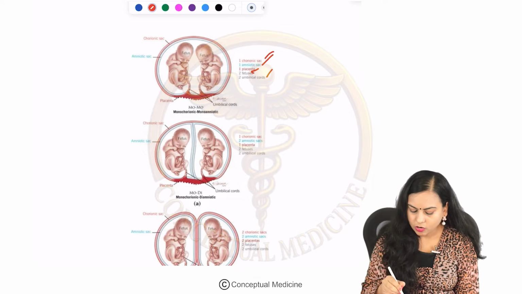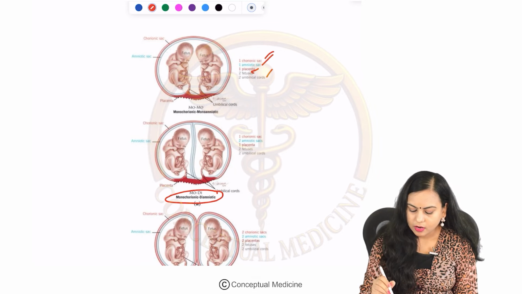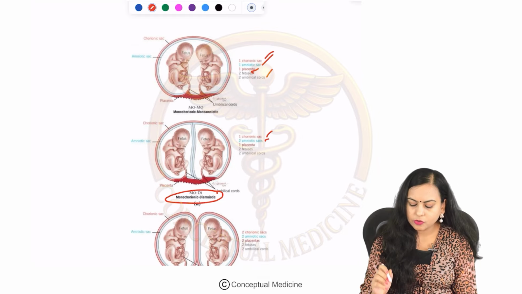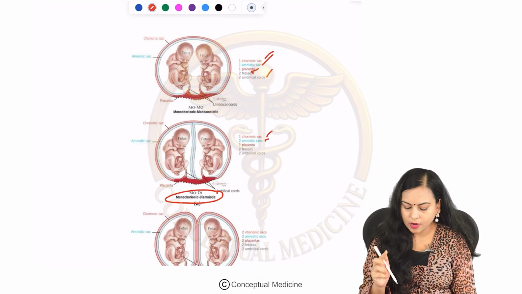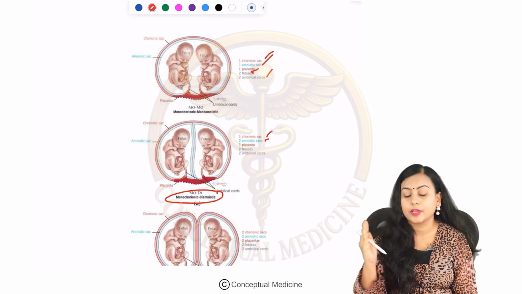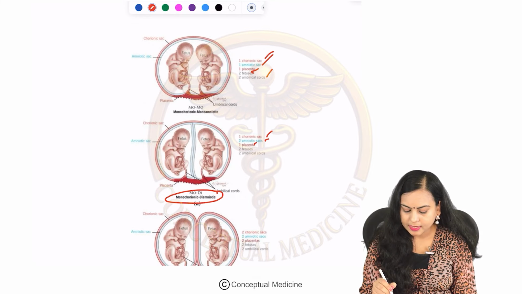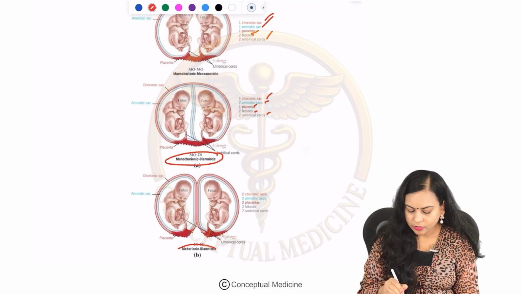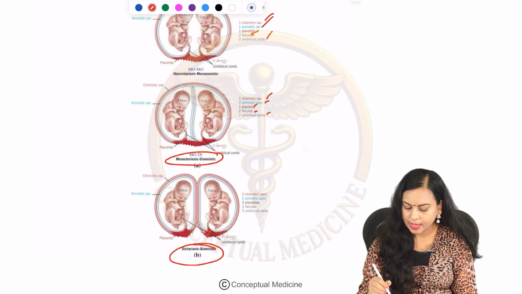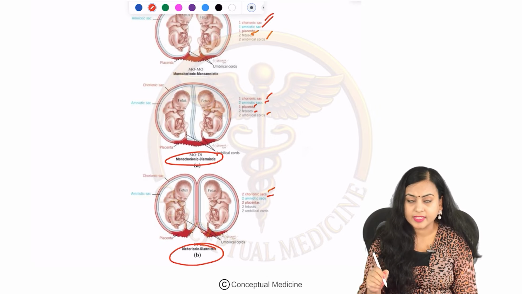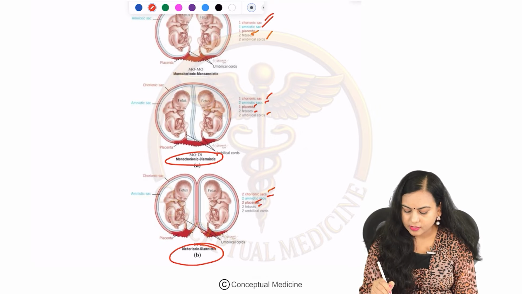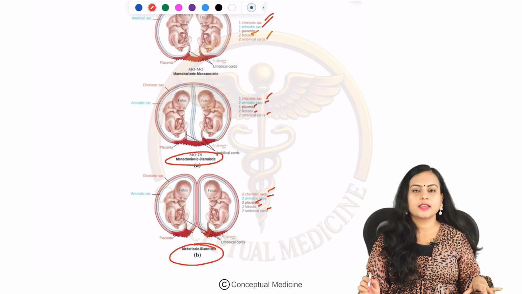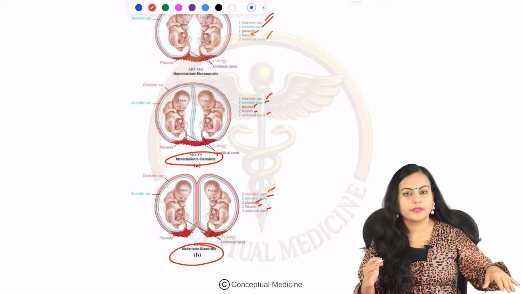Right? When we talk about monochorionic diamniotic twins, they have one chorionic sac and two amniotic sacs. Okay, two amniotic sacs. That's why it is diamniotic, right? They have one placenta, two fetuses, and two umbilical cords, right? And in dichorionic diamniotic twins, you will have two chorionic sacs, two amniotic sacs, two placentas, two fetuses, and two umbilical cords. Okay, just like two normal different pregnancies.